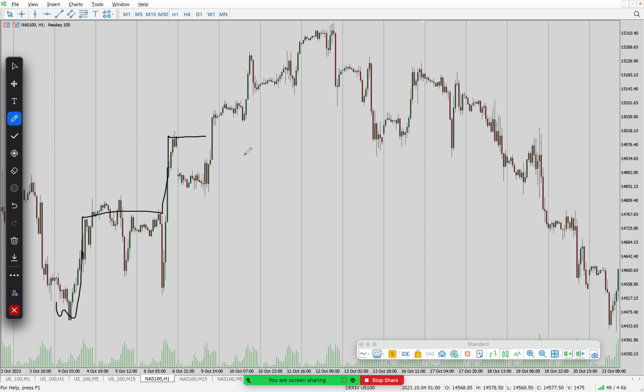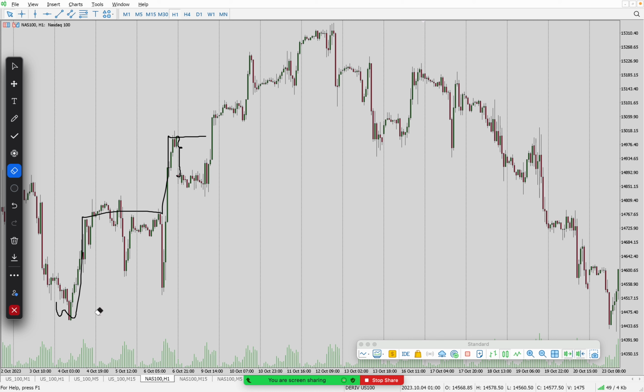Who had the question about the gaps? Here it is. Yep. So you can get these sickening gaps, especially on Mondays. And that's why you don't leave your trades over the weekend. That's why you don't leave your trades on the charts over the weekend.